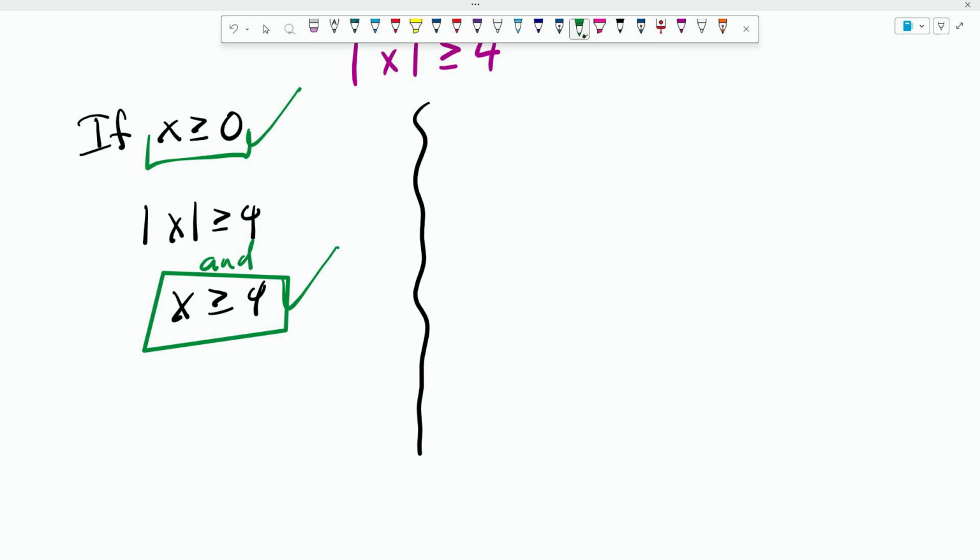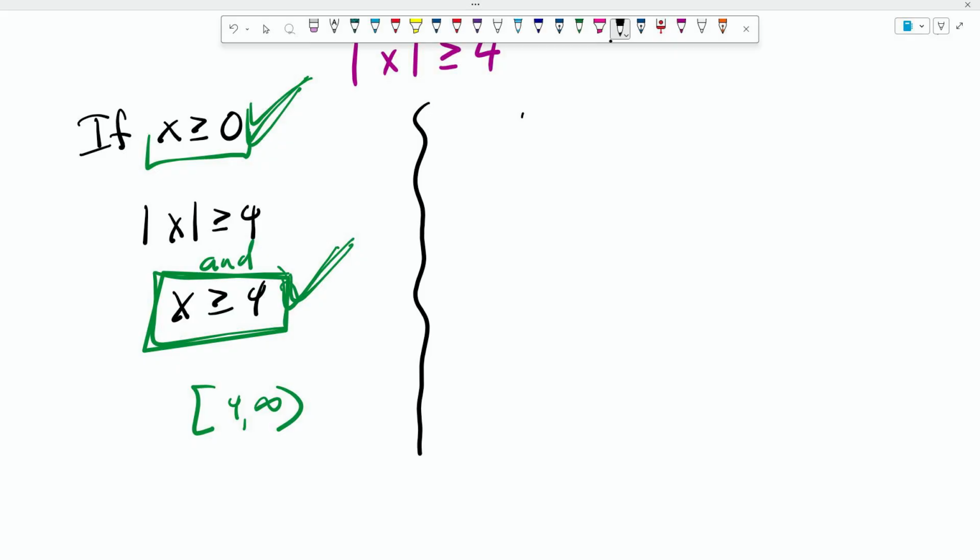Numbers are greater than or equal to 4. Yeah, just the numbers greater or equal to 4. Like the number 2, this is true, but this is not true. So it has to be both this and this, which is just basically the solution set to this.